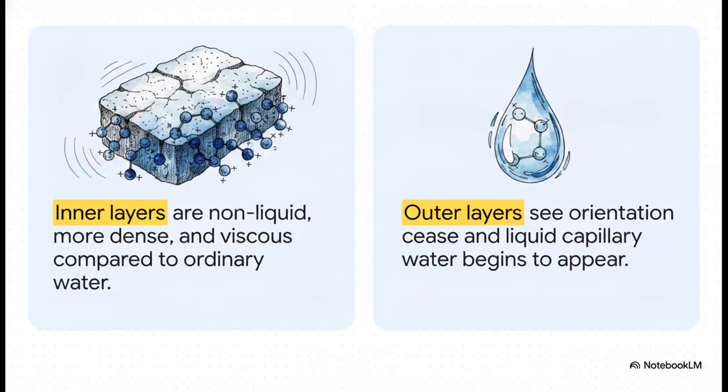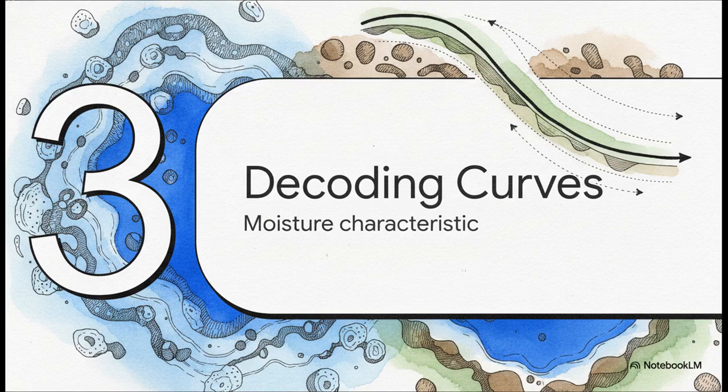Now get this. This is a completely counterintuitive fact from the text. When we look at those inner layers of water, the ones held directly against the surface of the clay particle, it's believed they are actually quite different from ordinary liquid water. In fact, it's non-liquid. It is far more dense and viscous compared to the water you drink from a glass. It is only in those outer layers, where that magnetic orientation finally ceases, that ordinary liquid or capillary water actually begins. Mind-blowing, right?